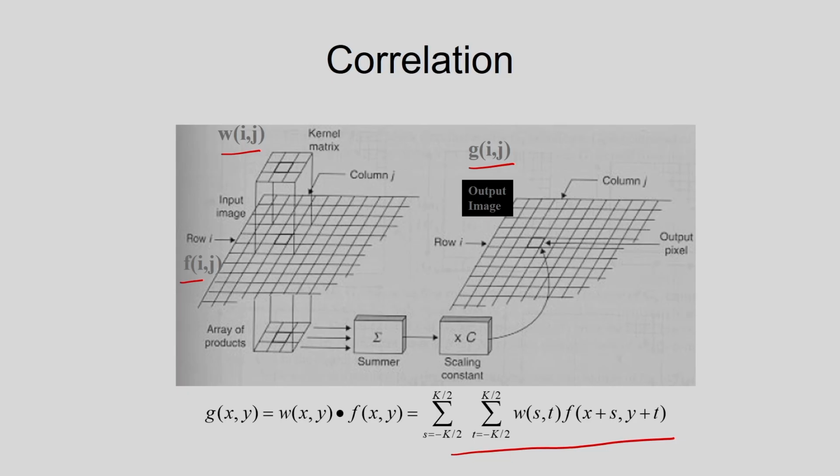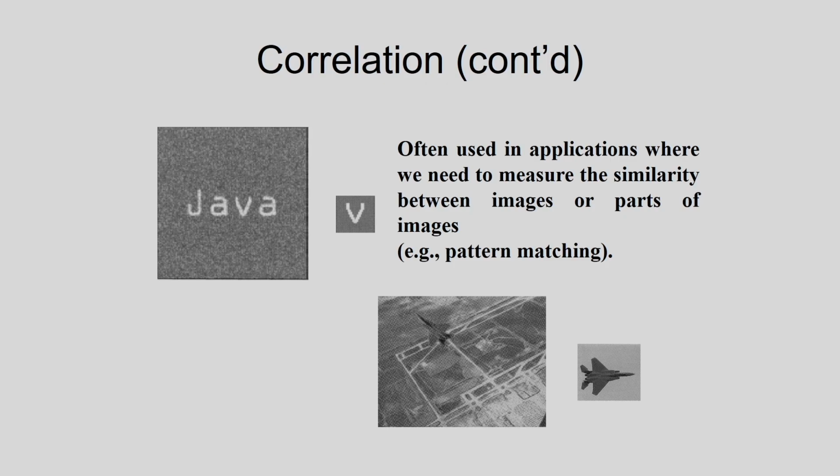This is the correlation operation, and one application of the correlation operation is pattern matching. You can see, suppose the pattern is this, and I want to detect whether this pattern is available in the input image. My input image is this.